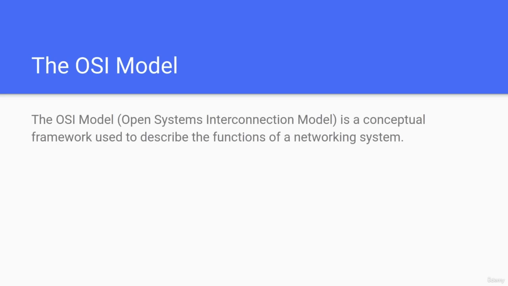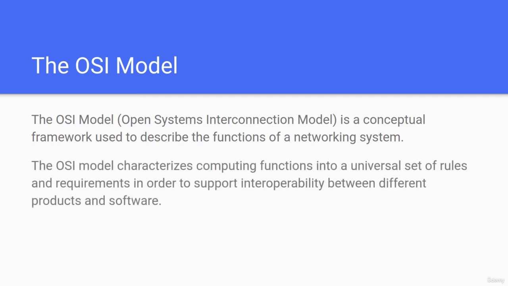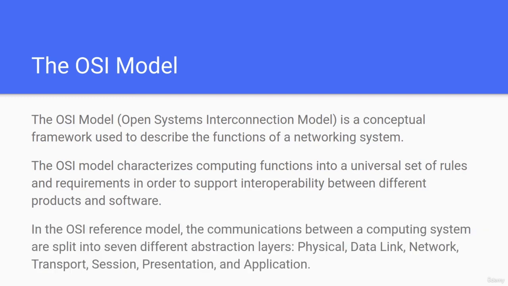The OSI model. The OSI model, which stands for Open Systems Interconnection model, is a conceptual framework used to describe the functions of a networking system. The OSI model characterizes computing functions into a universal set of rules and requirements in order to support interoperability between different products and software. In the OSI reference model, the communications between computing systems are split into 7 different abstraction layers: physical, data link, network layer, transport layer, session, presentation, and application.